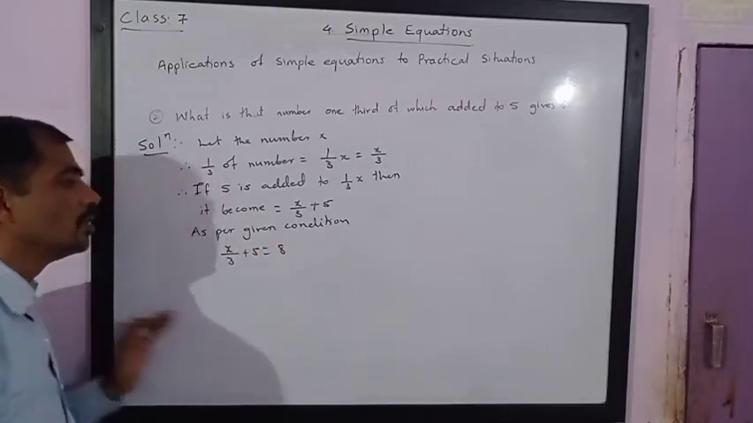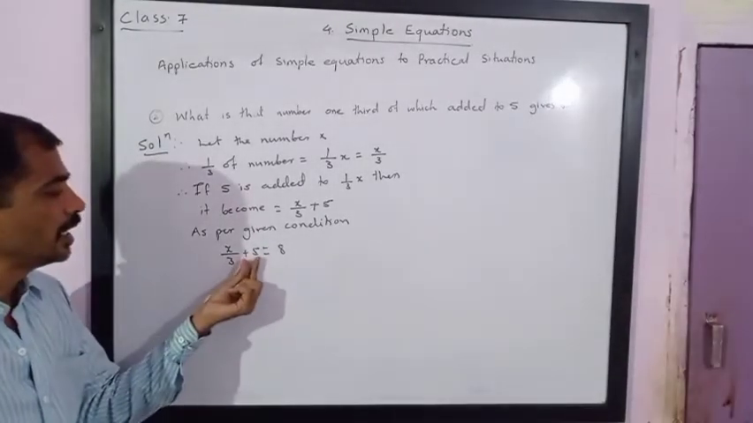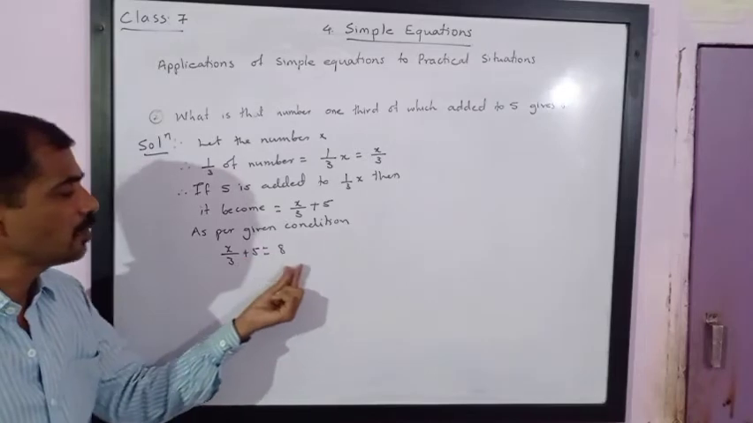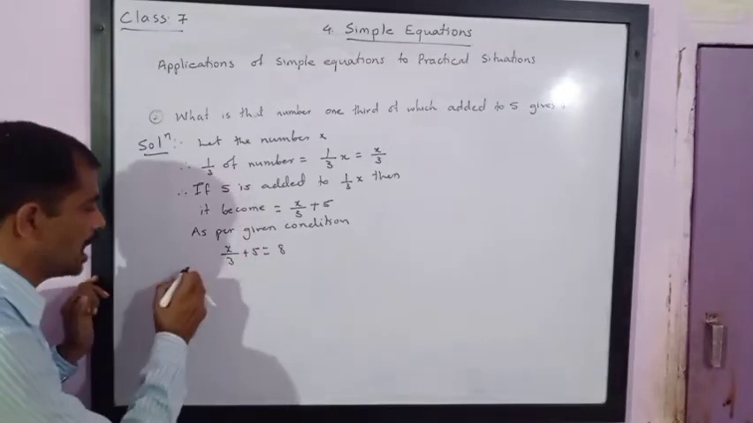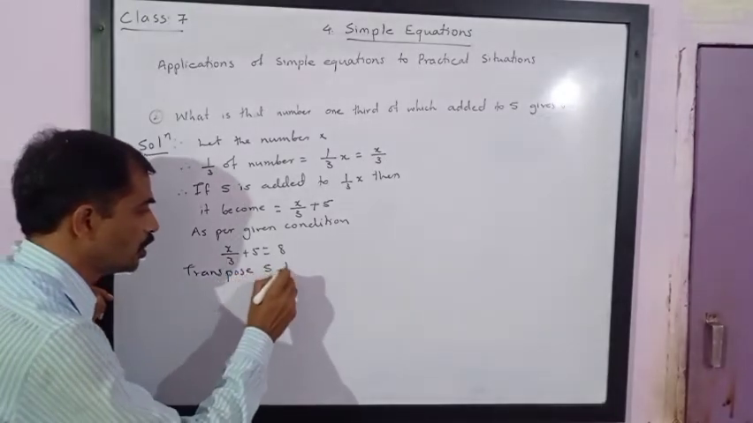Now how to solve? Let us first transpose 5 to the right hand side. It is positive, so if it is transposed to the other side it will become negative. So transpose 5 to RHS.